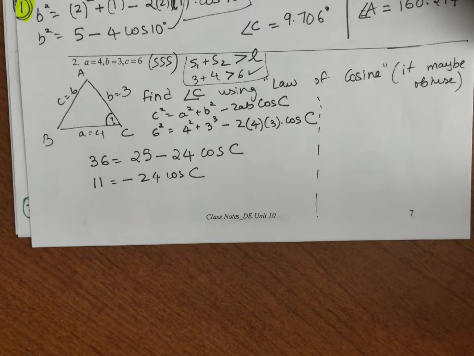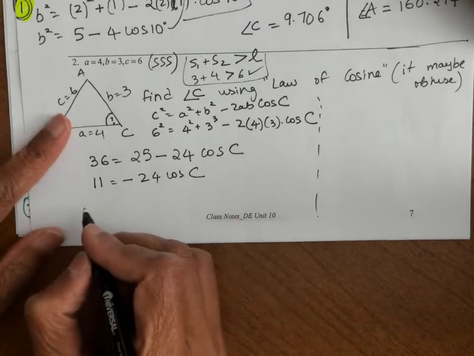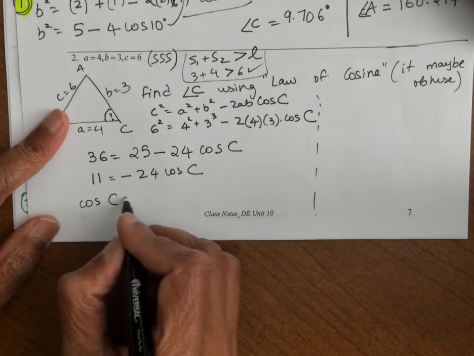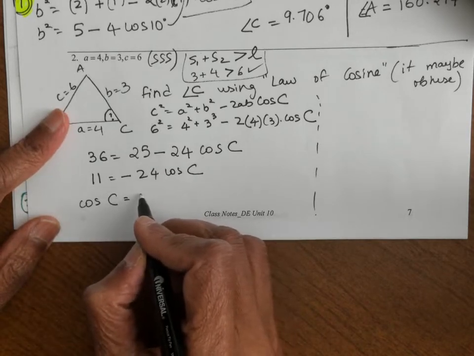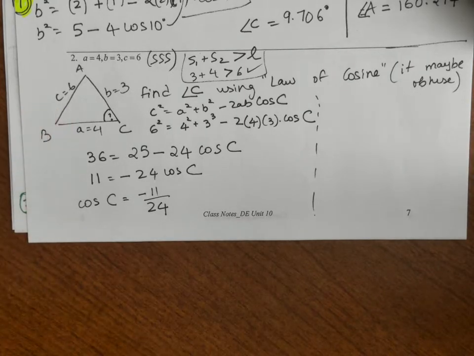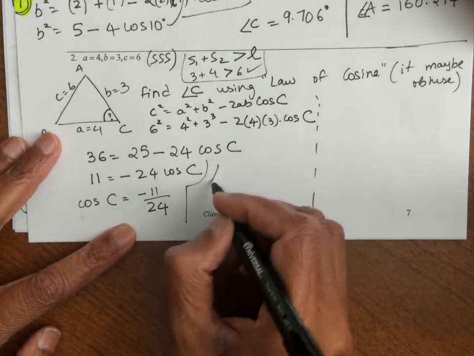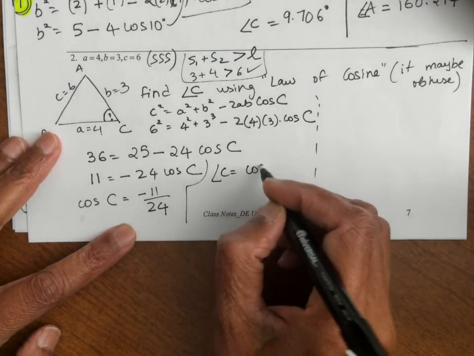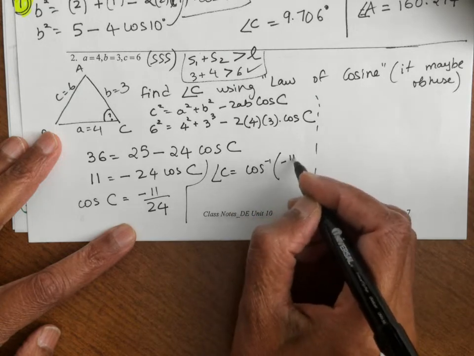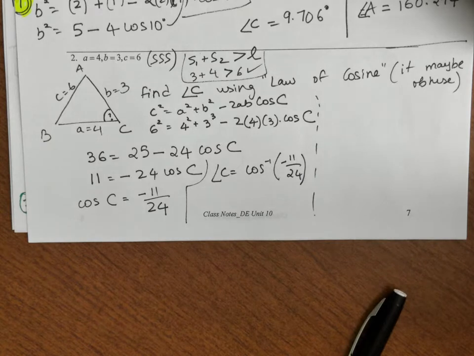And now for you to separate the number from cosine C, divide by negative 24. So cosine C equals negative 11 over 24. Therefore, angle C equals cosine inverse of negative 11 over 24. And you put that in your calculator and tell me what you get.